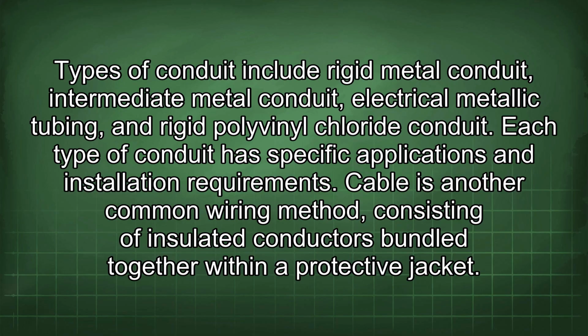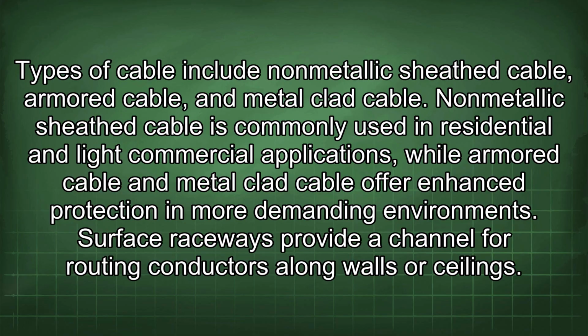Cable is another common wiring method consisting of insulated conductors bundled together within a protective jacket. Types of cable include non-metallic sheathed cable, armored cable, and metal-clad cable. Non-metallic sheathed cable is commonly used in residential and light commercial applications, while armored cable and metal-clad cable offer enhanced protection in more demanding environments.